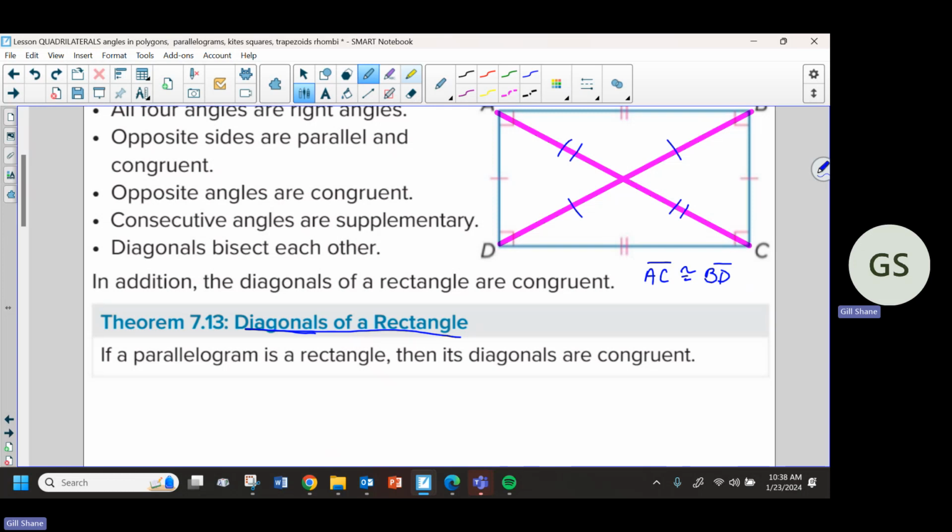So here's what I could do. I could give you some kind of a figure that looks kind of like a rectangle, and I could tell you some numbers. And I could say, is that a rectangle? Yes or no? Prove to me why. So what would you need to do? Depending on how much information I give you, there's two pieces to prove it's a rectangle.